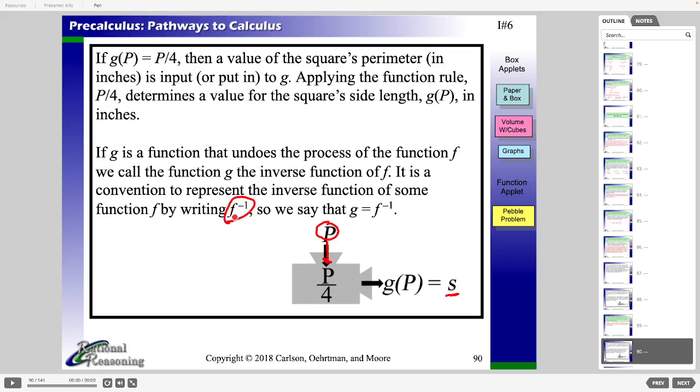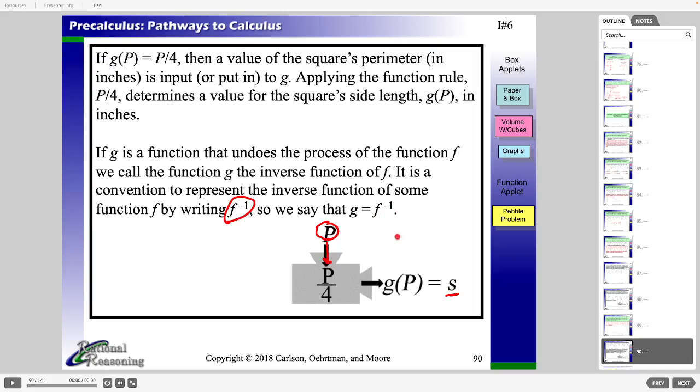So we do this, and it looks like f to the minus 1, but this is not an exponent. We call this f inverse. This is a little confusing, right? Because it looks like a negative exponent, but it's not. We'll address that a little bit more later. And so g is the inverse of the f function.